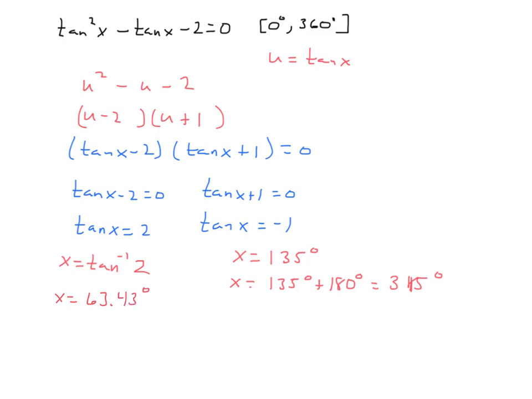We do want to identify that there is another one here. We add 180 to that, so x equals 63.43 degrees plus 180 degrees, and I find that x is also equal to 243.43 degrees. So in this case, I have 4 solutions: 63.43 degrees, 243.43 degrees, 135 degrees, and 315 degrees.